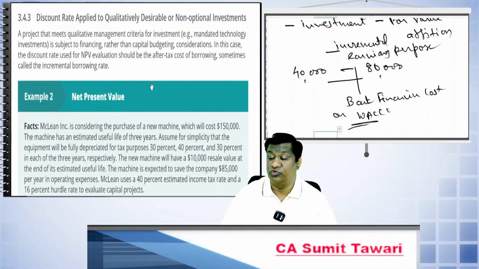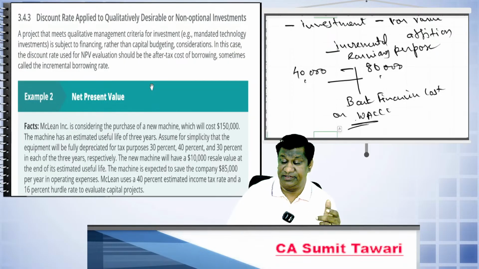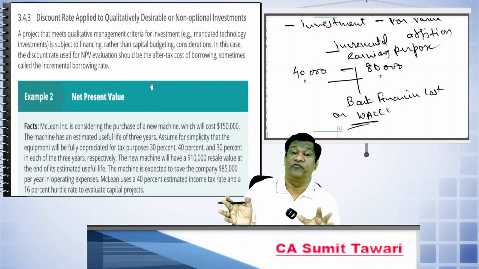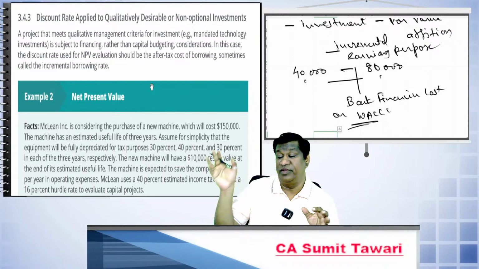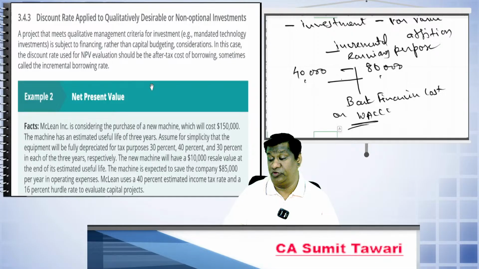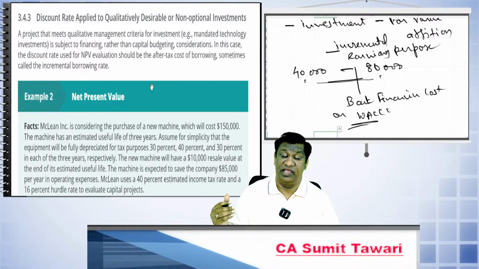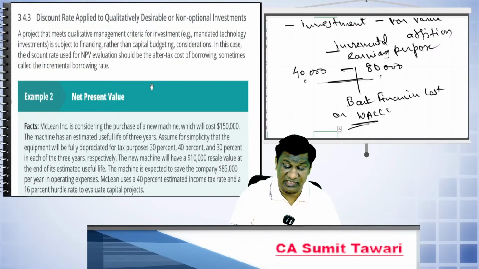Here we are not going to apply any risk premium or anything like that. Whatever our total profit may be, that we may factor, but whatever investment we are making for increasing output, that we always need to discount with the incremental borrowing rate, because we are comparing incremental income with incremental expenses only. Okay, so we'll take an example.